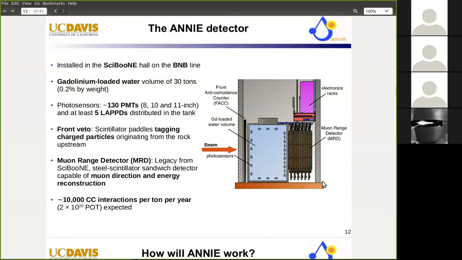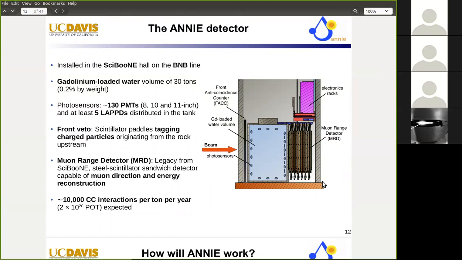So the ANNIE detector, as I said, was installed in the SciBooNE hall on the BNB line. This is a gadolinium-loaded water volume of about 30 tons. This is the first sub-detector, the water volume. It's instrumented with about 130 photomultiplier tubes of different sizes and at least 5 LAPPDs distributed in the tank.